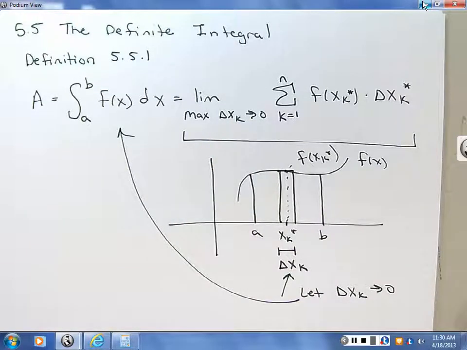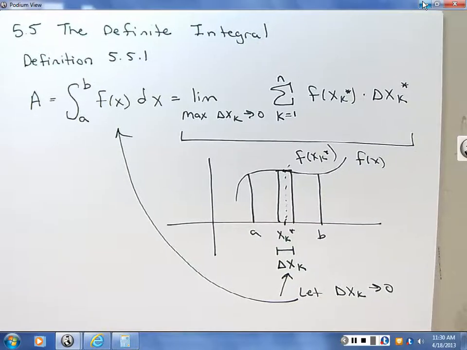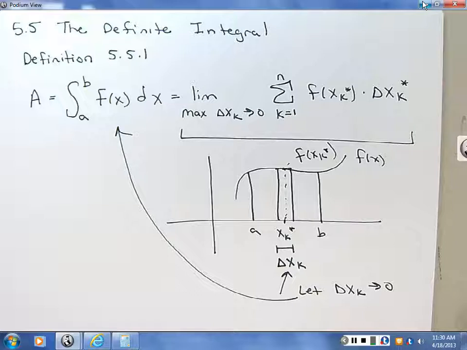Question? On the top there, where of the picture, we've got f of xk star. Is that the function for the line that's the top of that rectangle, or is that the identification of that?